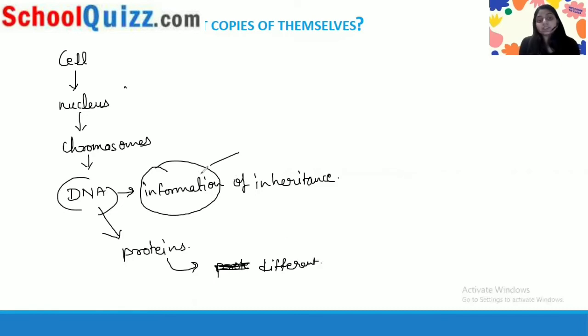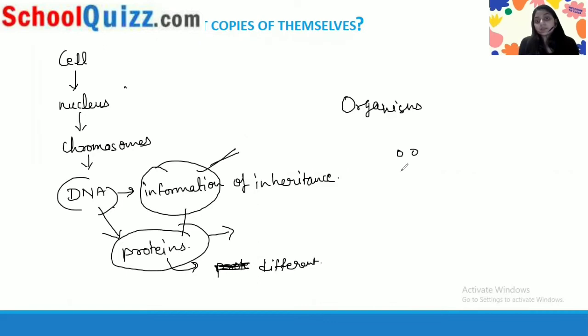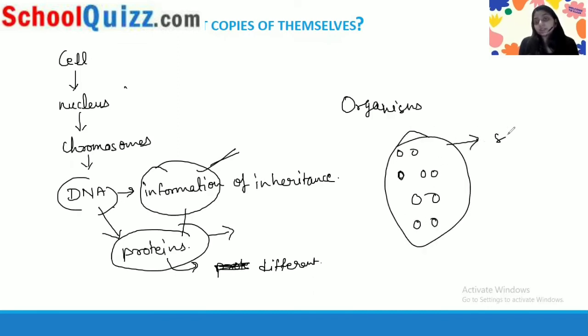So based on this information, the protein is formed by the DNA. If the information is slightly changed, this protein will be different. Take organisms, let's say human beings. All human beings look similar. We all have two eyes, one nose, two ears, two hands, two legs. Our body designs are similar.